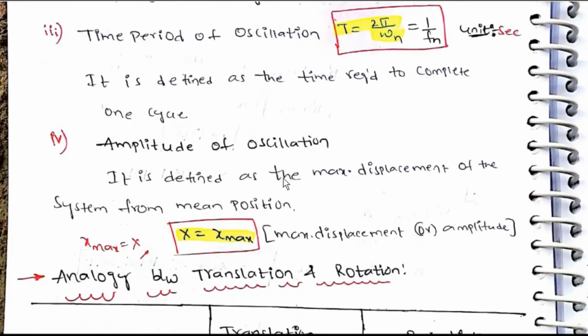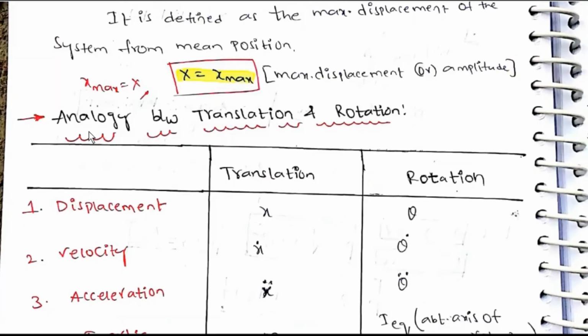Amplitude of oscillation is defined as the maximum displacement of system from the mean position. X max is equal to capital X, the maximum displacement or amplitude. Analogy between translation and rotation.